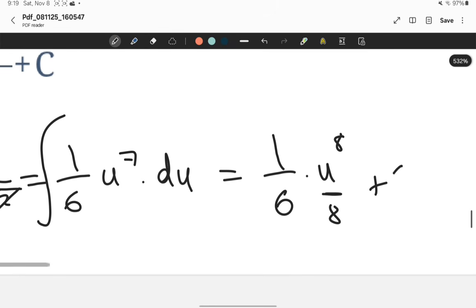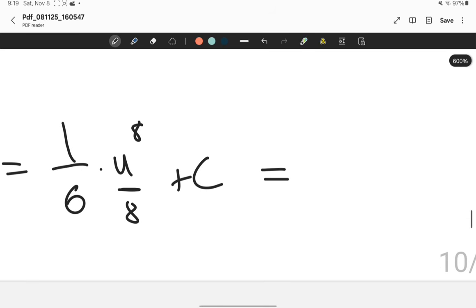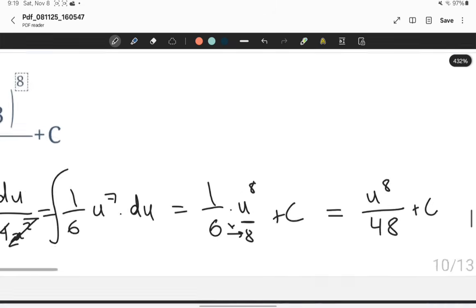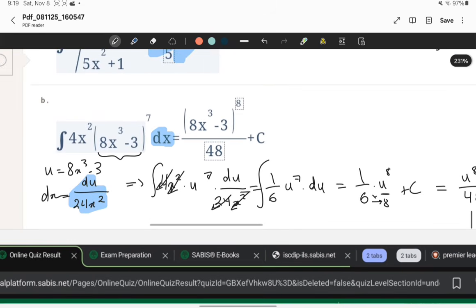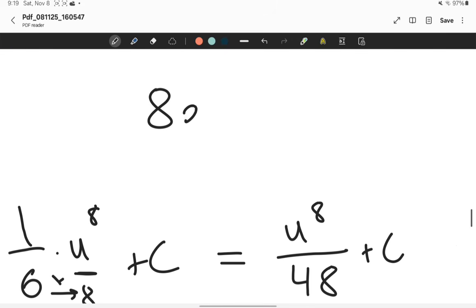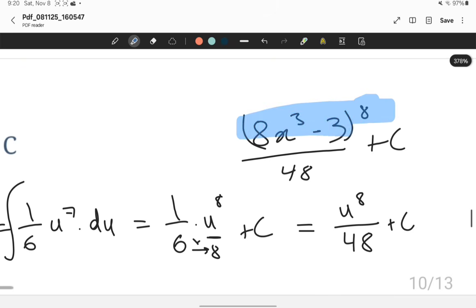Okay, plus c. So that means 1 over 6 times 1 over 8. Because 6 times 8 is 48, so it's u to the power of 8 over 48 plus c. Now we'll replace the u with the value we had before, which was 8x cubed minus 3. So it's 8x cubed minus 3, all to the power of 8 over 48 plus c. This is the final answer.